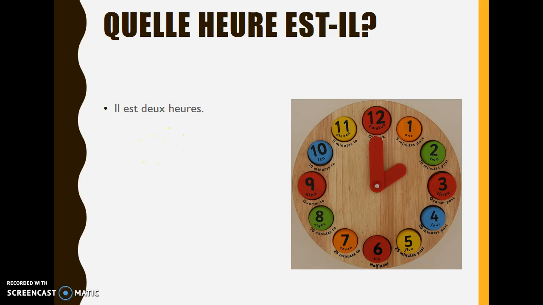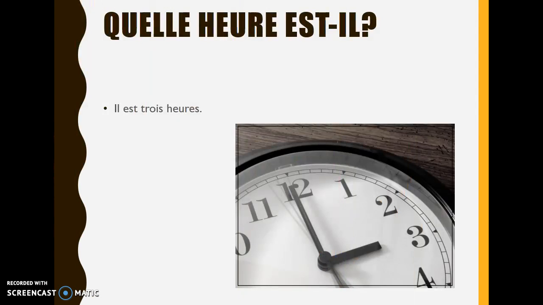Il est 2 heures. So if I was going to tell you that it's 10 o'clock, I would say il est 10 heures. And so that sounds a little bit different than deux and dix. That can be a little bit confusing as you get started learning time, so just pay attention to that. Quelle heure est-il? Il est 3 heures. You hear that liaison from the S in trois to the beginning of heure, and my S takes on more of a Z sound, just like it did with deux and dix.